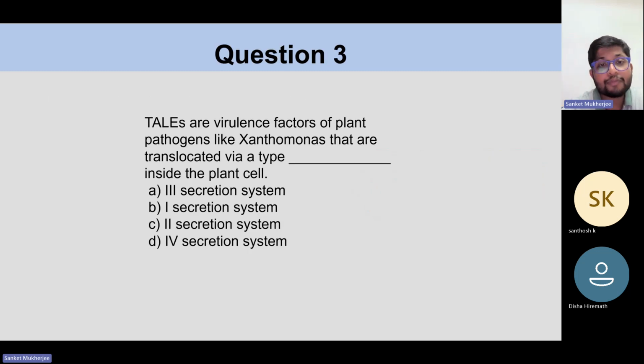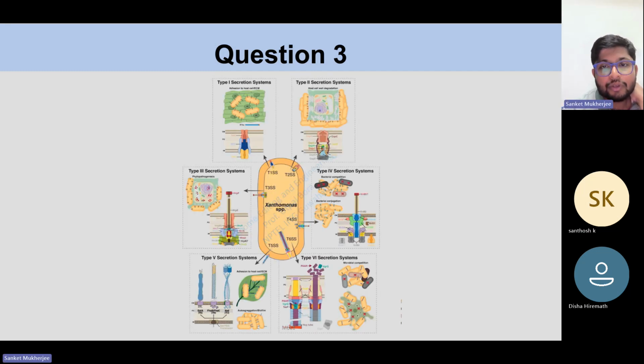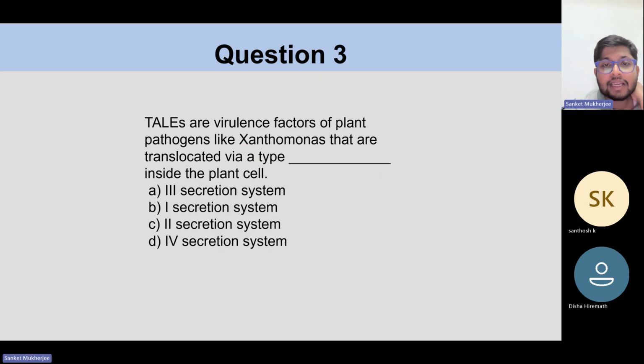TALs are virulence factors of plant pathogens like Xanthomonas that are translocated via a dash type secretory system into a plant cell. So is it type 3, type 1, type 2, or type 4? Any answers? Type 4, sir. Type 3, actually, I think. So if you remember, the type 3 secretory system is used to secrete or translocate TAL proteins.